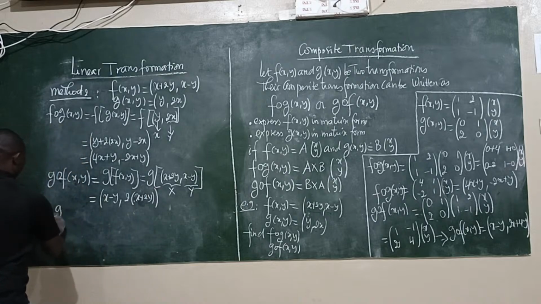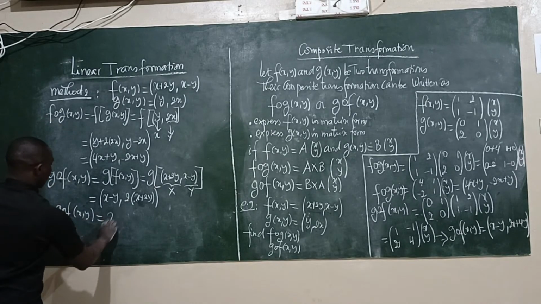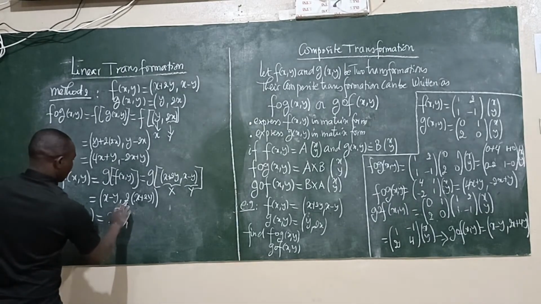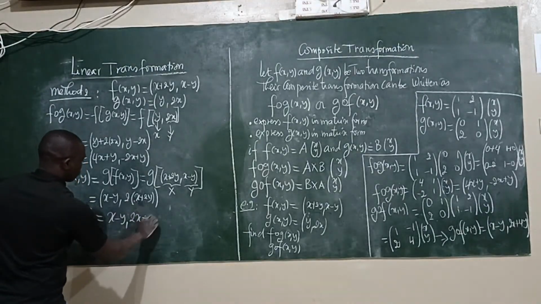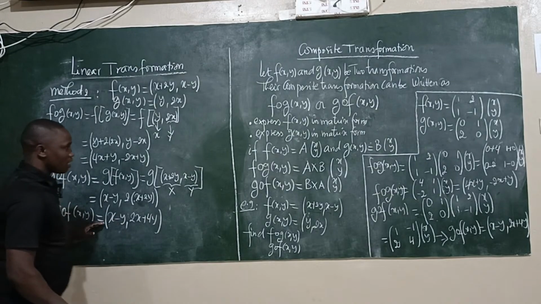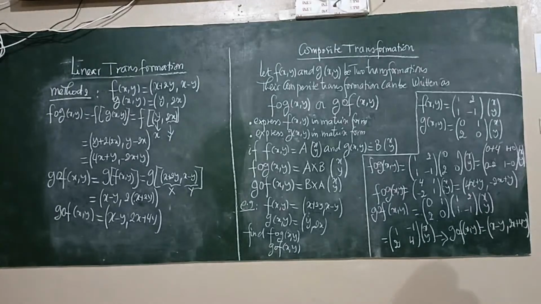Here, g of f of xy is gonna be x minus y, and 2 times x, that is 2x, plus 2 times 2y, plus 4y. Is this the same as this, guys? Yes, it is.